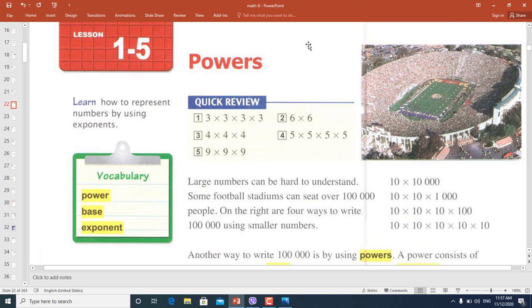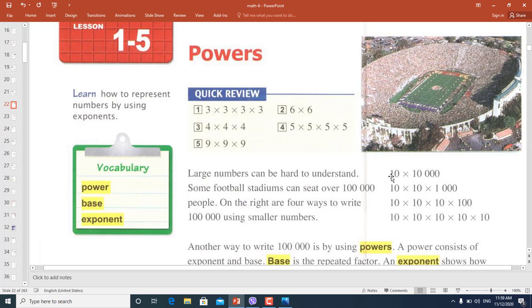Students, be with me. Let's study lesson 5, powers. For example, we have 10 times 10,000. We can make this 10,000 as 10 times 1,000. Also, this 1,000 is 10 times 100. So this 100 is 10 times 10. So 10 times 10,000, you can say 10 times 10 times 10 times 10 times 10. And they are factors of 100,000.